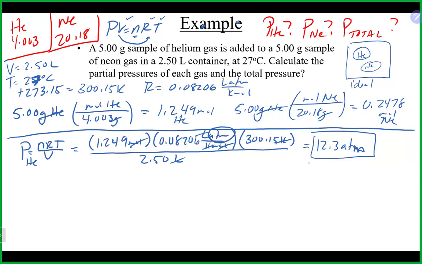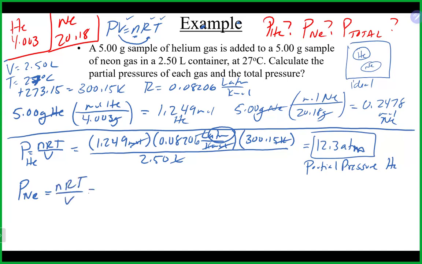Atmospheres. And this is what is known as the partial pressure of helium. So that's basically helium's partial pressure. We'll do the same thing here to calculate the partial pressure of neon. It's, again, pretty much the same calculation.